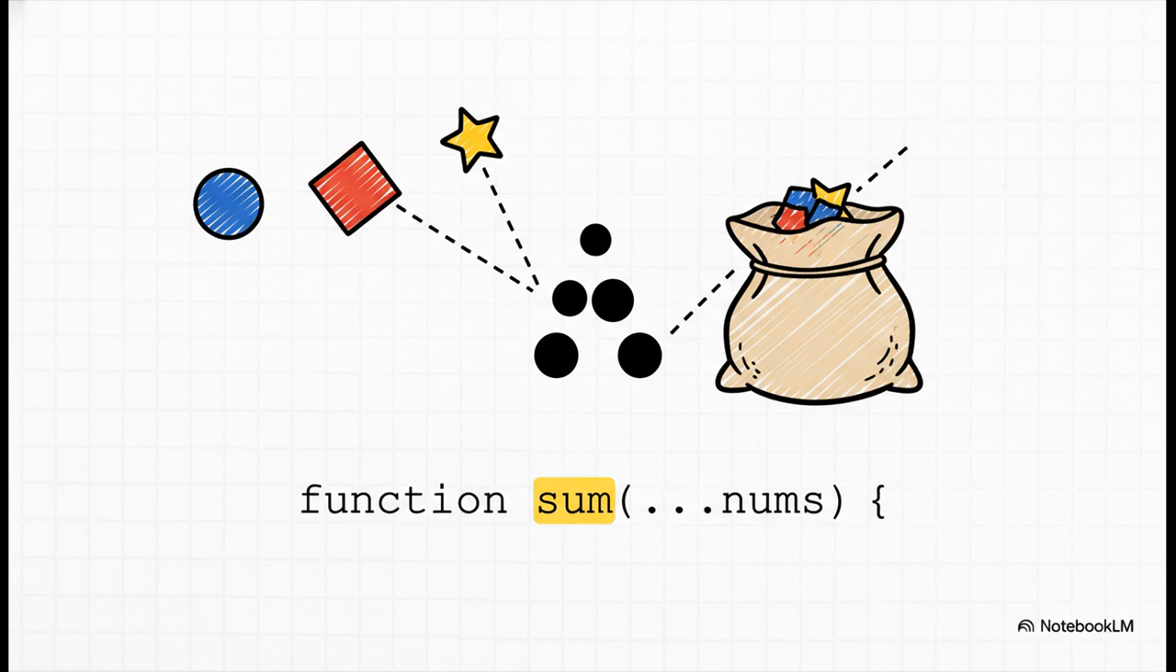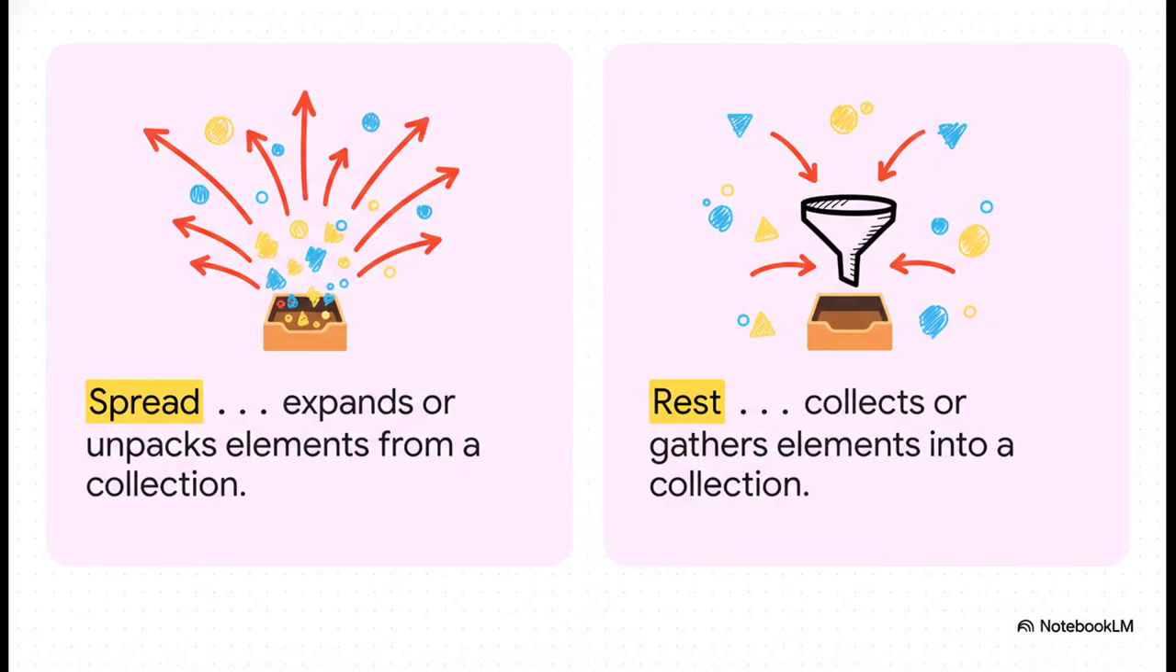And here is its twin, the rest operator. You'll notice it uses the exact same three dots, but it does the complete opposite. Instead of spreading elements out, it gathers them all up. So inside a function definition, it lets you collect an unlimited number of arguments into a single neat array. Incredibly useful. So let's just make sure this is crystal clear, because it can be tricky.